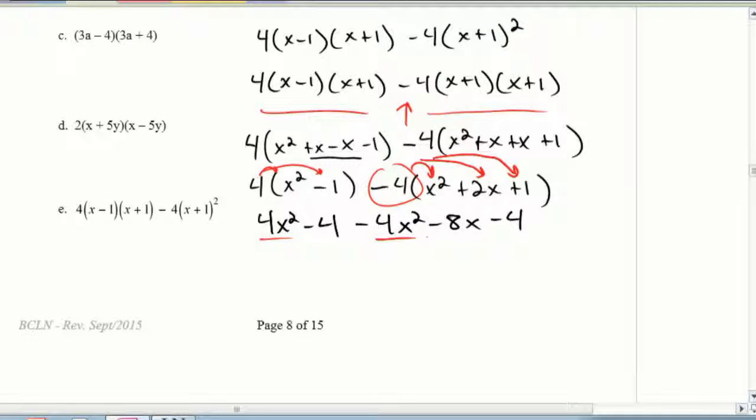X squared, I have a minus 4 and a minus 4. And then I have this 8x. It's just going to kind of hang along. Nothing I can combine it with. So I have positive 4x squared and minus 4x squared. Those are going to go away. Give me 0. I have this negative 8x, which I'll just drop down from here. And then negative 4 is negative 8. So that one kind of worked out. A lot of things actually canceled out of that one.